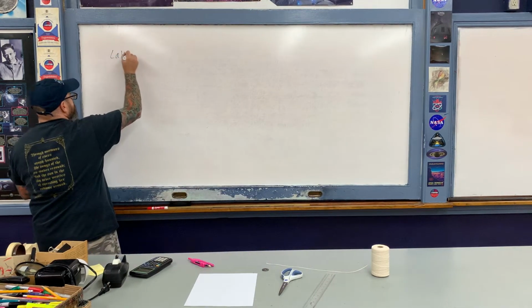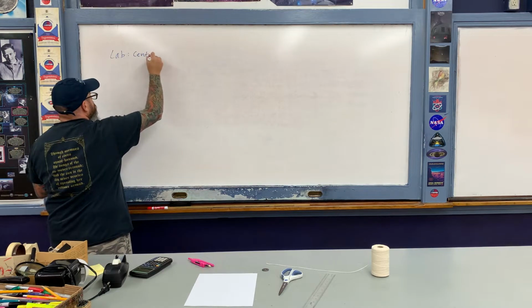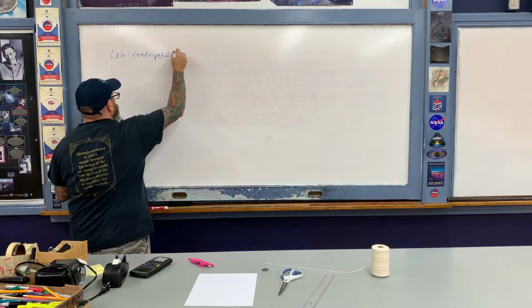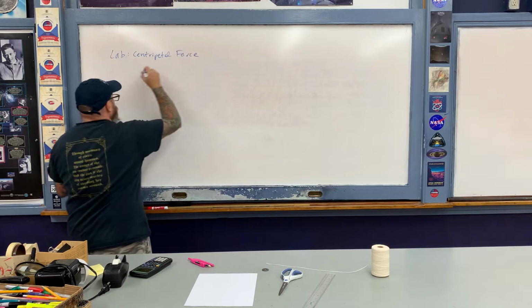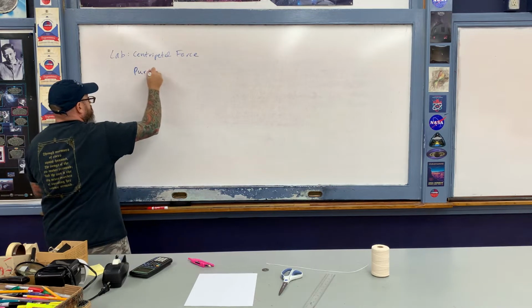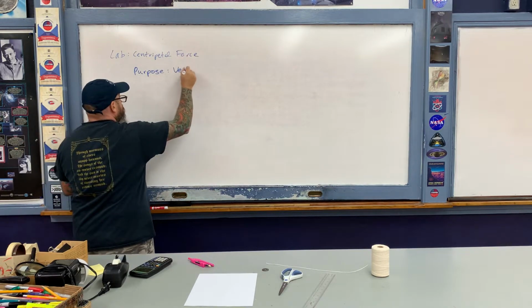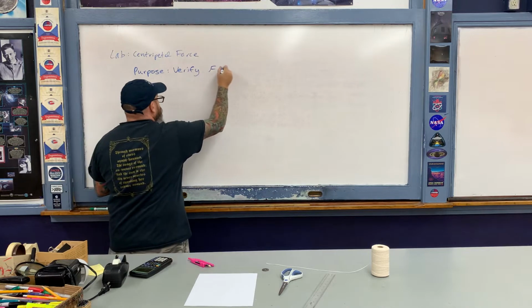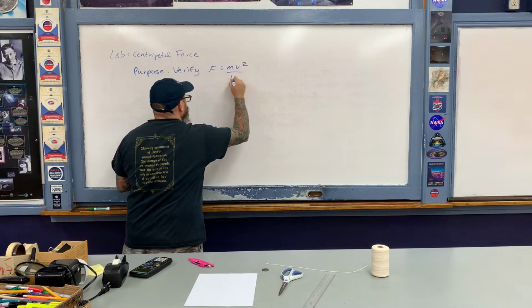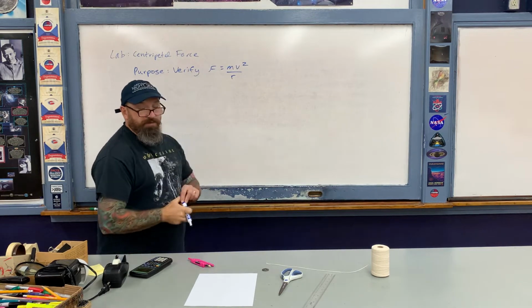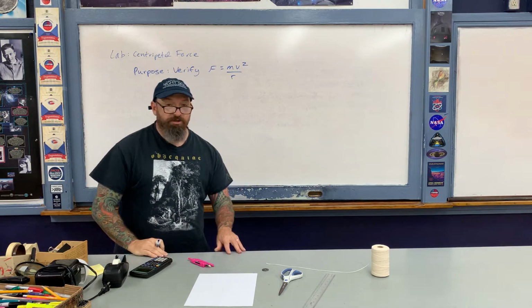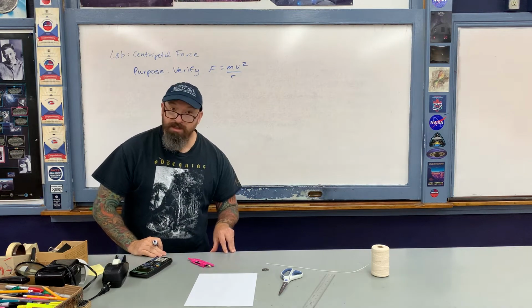So this is our lab on centripetal force. The purpose here is to verify F equals mv squared over r. That is Newton's second law for situations involving, for example, uniform circular motion. We're going to do so by using a conical pendulum.